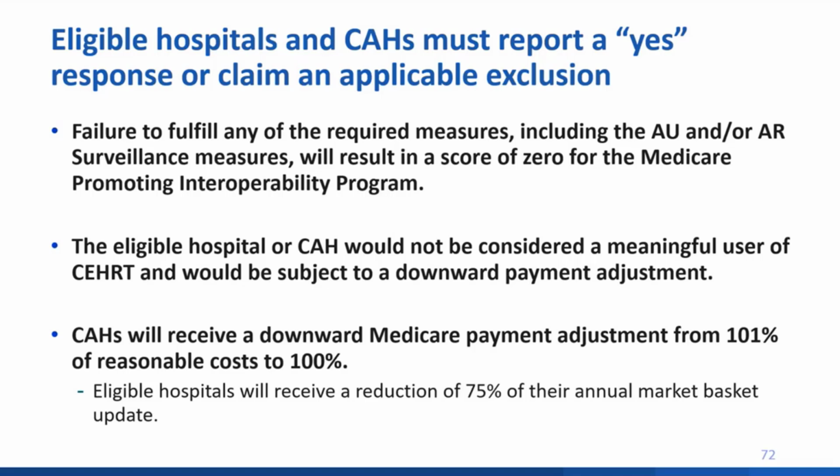Critical access hospitals will receive a downward Medicare payment adjustment from 101% of reasonable costs to 100%. Eligible hospitals will receive a reduction of 75% of their annual market basket update. Exclusions from measures and options for hardship exceptions also exist.